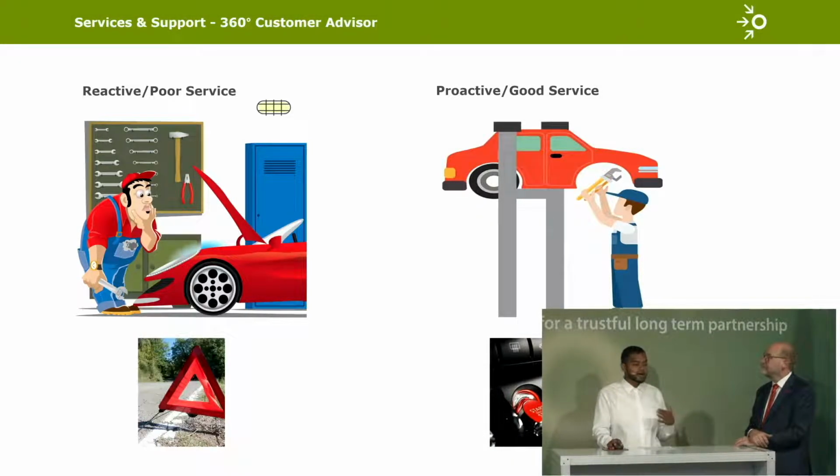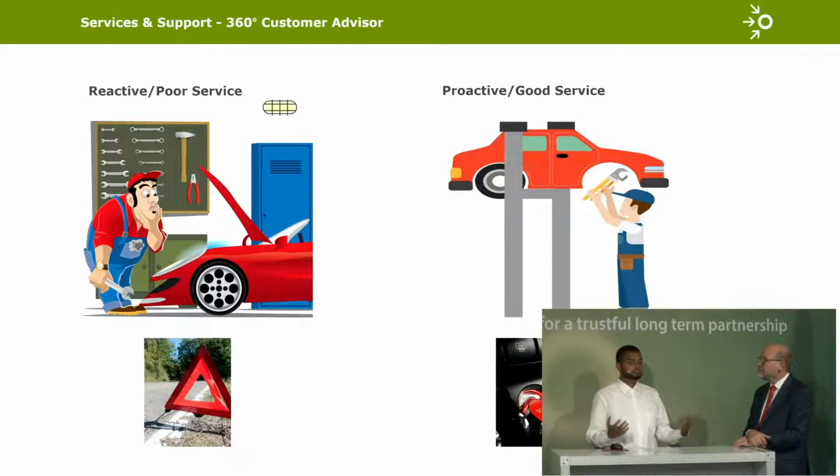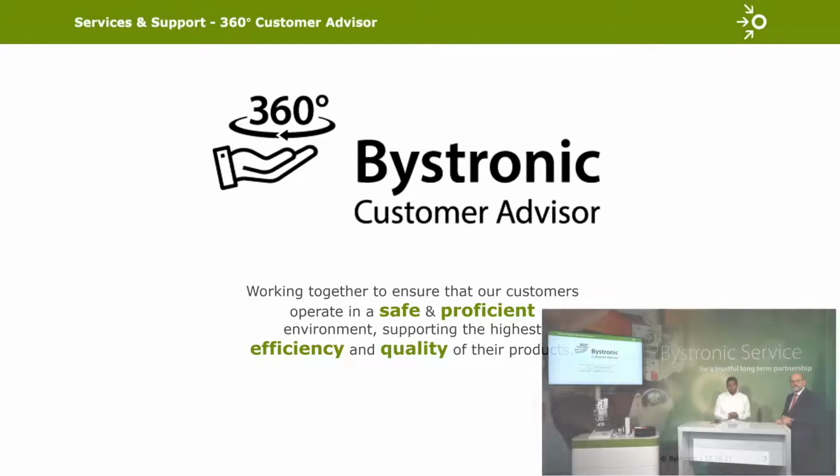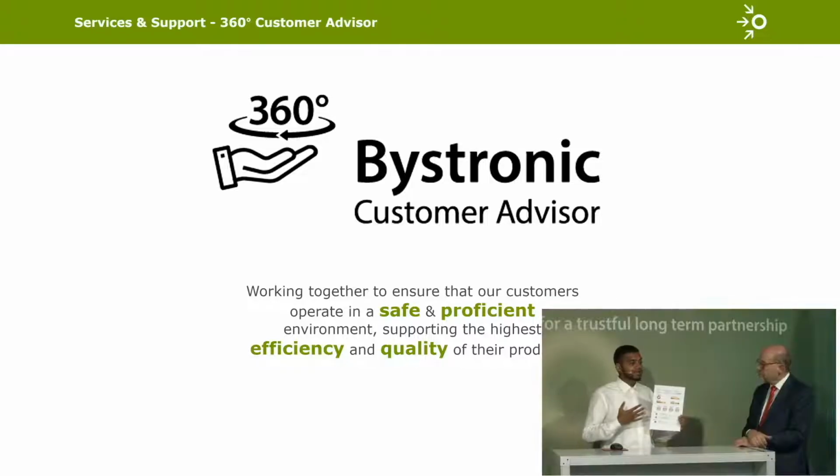Absolutely. So Bystronic heavily realizes that the production of our customers' machines is one of the most important things to them. Because of that, the Bystronic Service Department has created the 360 Customer Advisor. The 360 takes a look at 4 areas on the machine: the safety, the proficiency of the way the operators use the machine, the efficiency of the machine itself, and the quality of the parts being produced. We also take a look at different components, such as the cutting head, the bellows, and different motors as well. There's a list of other different components that we take a look at as well.